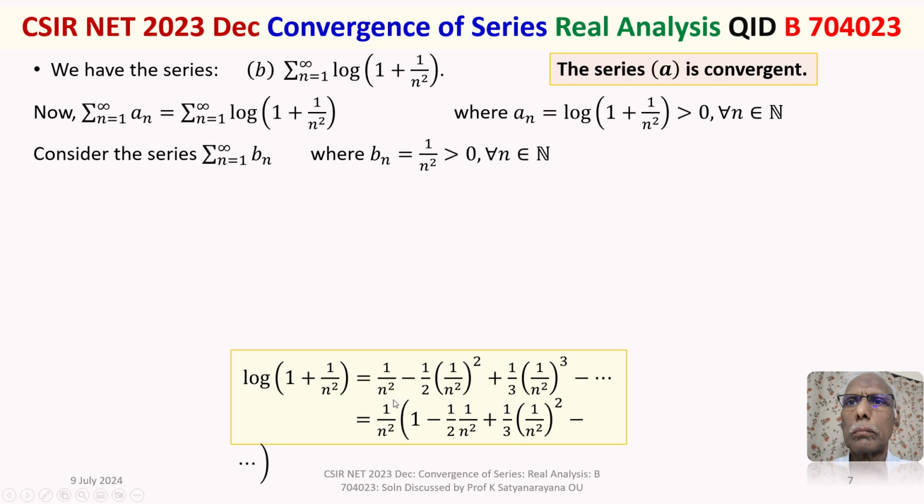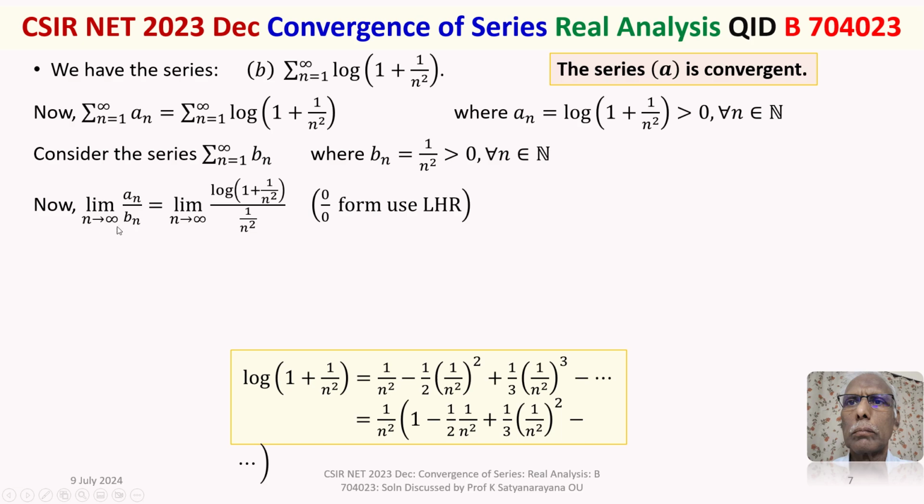Take 1 by n square common. 1 by n square times 1 minus 1 by 2 into 1 by n square plus 1 by 3 into 1 by n square whole square minus so on and so forth. That's how we have made a guess of considering the auxiliary series as 1 by n square. That's the reason. So now we want to apply the limit comparison test.